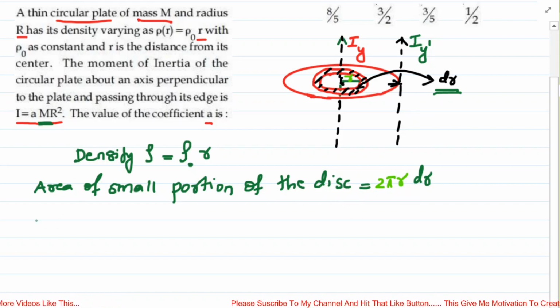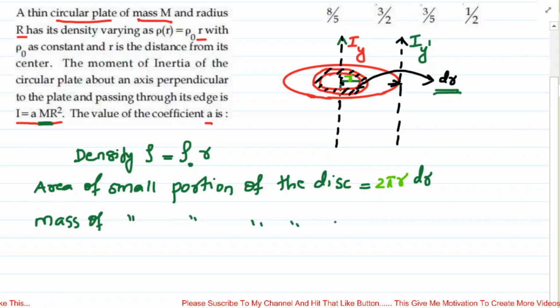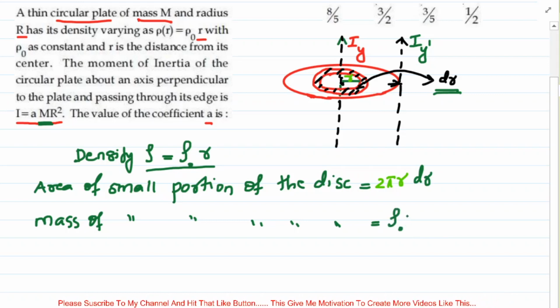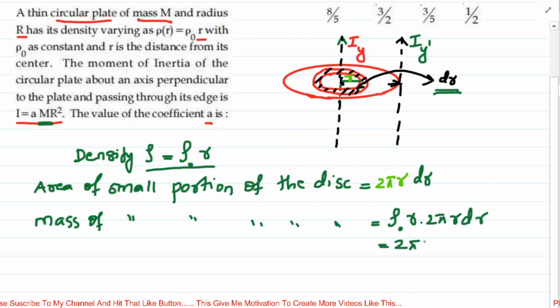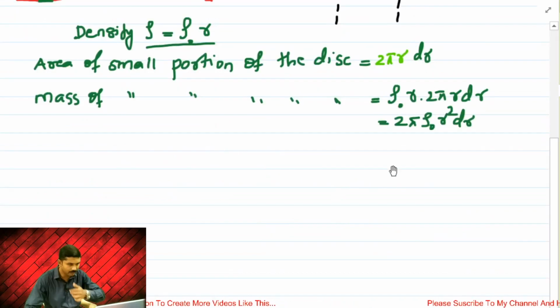Now we have to find out the mass of that small portion of the disk. I'm writing it down so that you can actually note it. What is that? Mass is equal to density multiplied by area. What is the density which is given and mentioned here? Density is rho naught r, multiplied by the area, which is 2 pi r dr. If I mention it properly, I can put it as 2 pi rho naught r square dr. I hope you are following it. Right? We have actually found out the mass of the small disk.